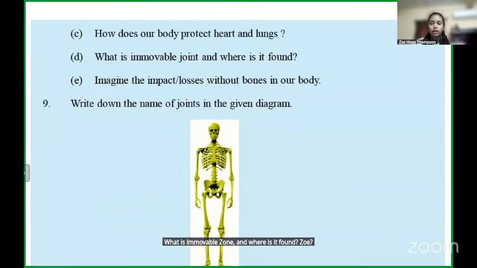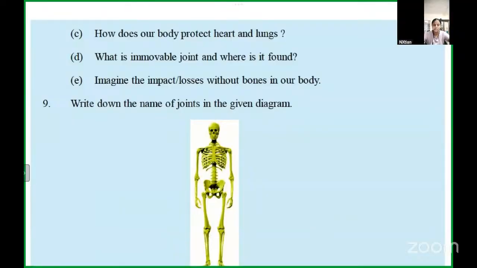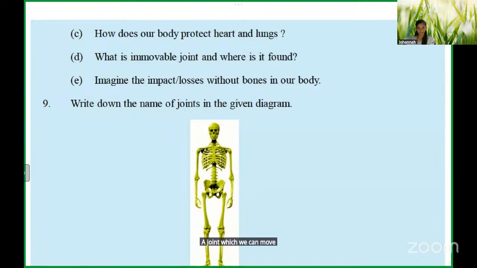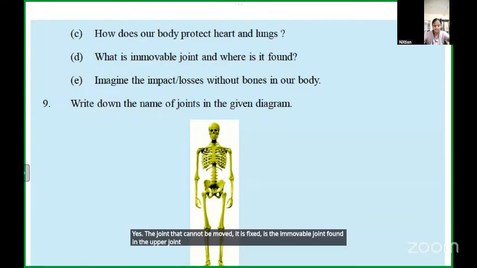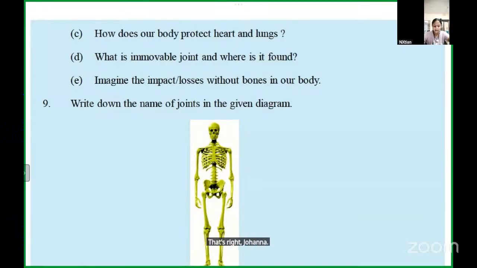What is an immovable joint and where is it found, Zoe? The jaw, the upper jaw. The upper jaw, yes, and the skull also. And what is an immovable joint? A joint which we can't move. Yes. The joint that cannot be moved, it is fixed, is the immovable joint, found in the upper jaw and skull. That's right, Johanna.